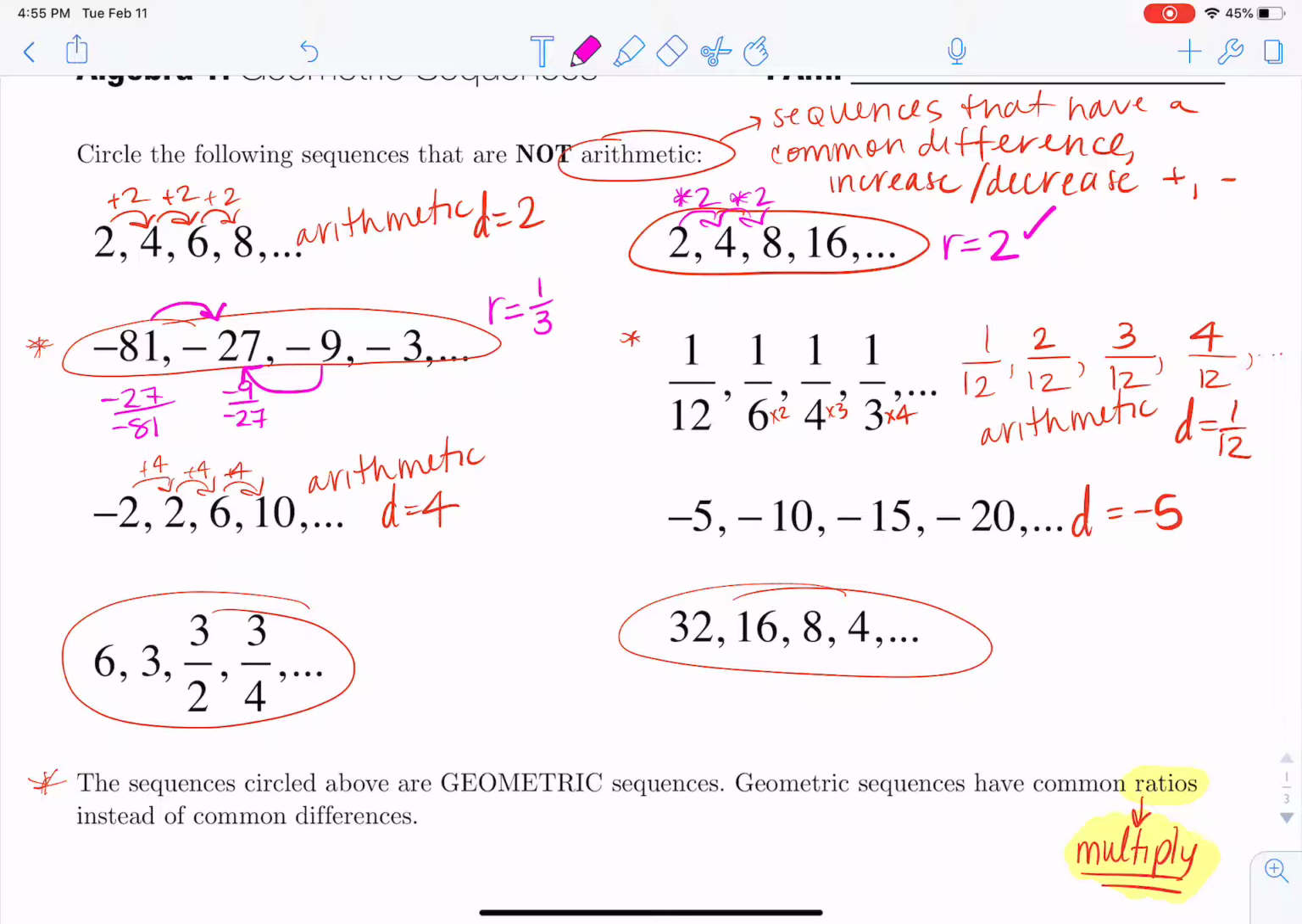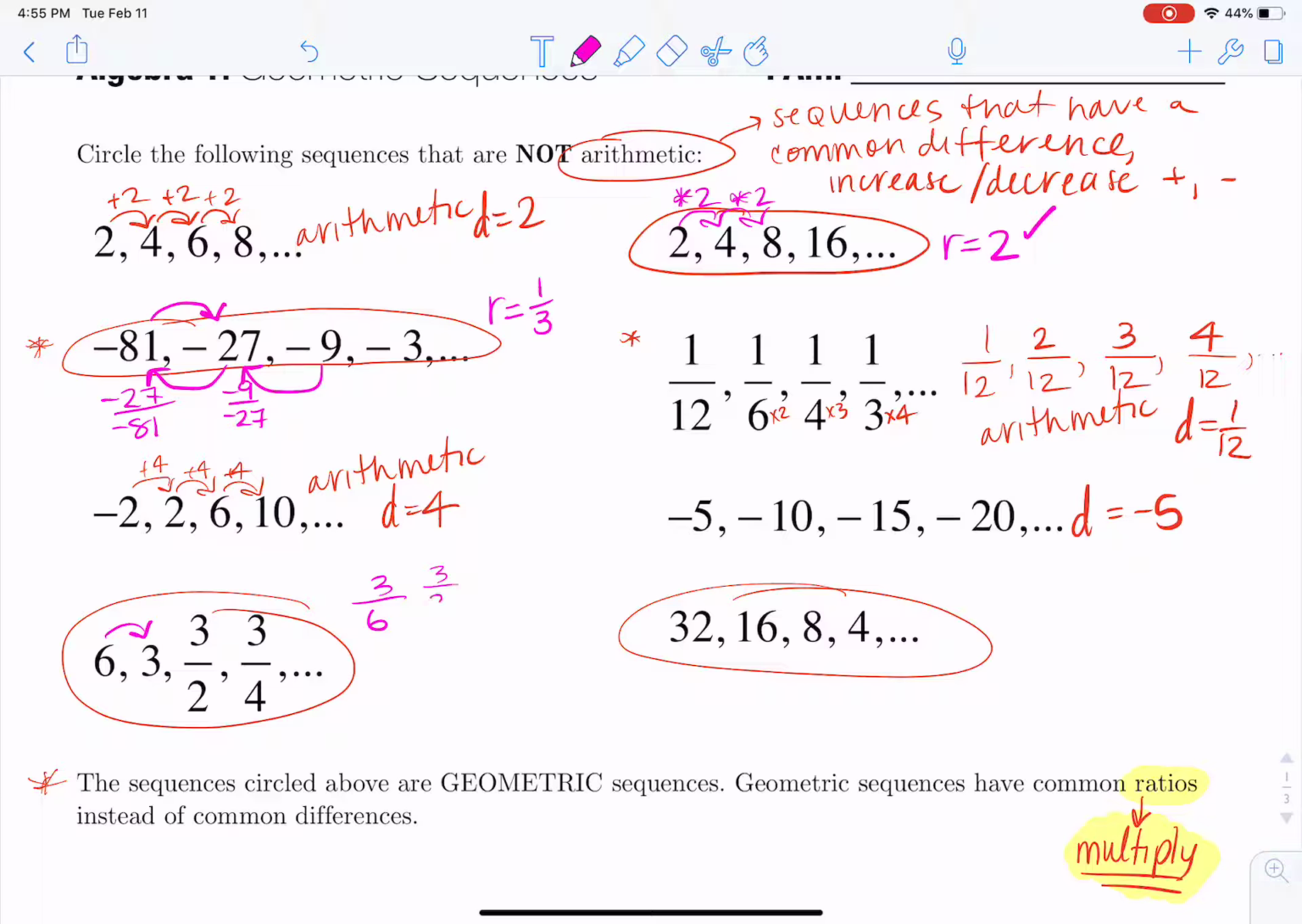So I can figure out, going in this direction, what am I doing here? If I'm multiplying by 3, I'm dividing by 3 going in the opposite direction. So looking over here from 6 to 3 to figure out what this common ratio is, I can say, what is 3 over 6?